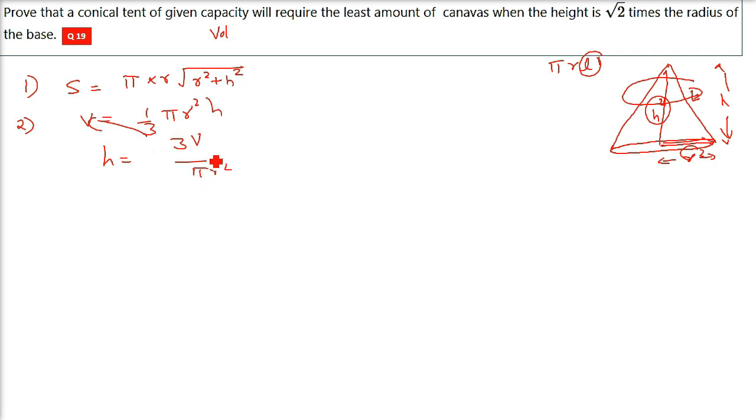Now we already have h. The surface area, because we need to tell about the least amount of canvas. So surface area has to be maximum or minimum. So surface area is pi into r, and under root r square plus h square, in place of h replace it by 3v by pi r square. So this is the final result which we get when we replace it.